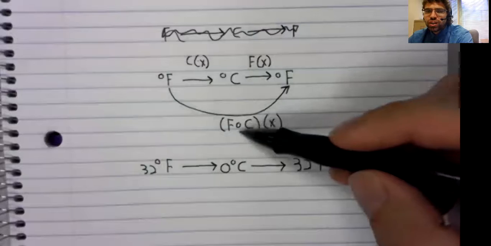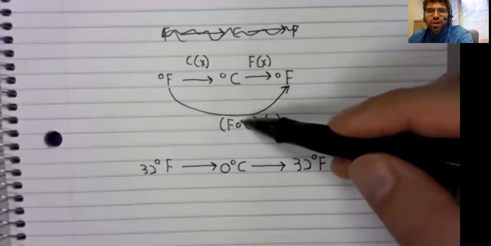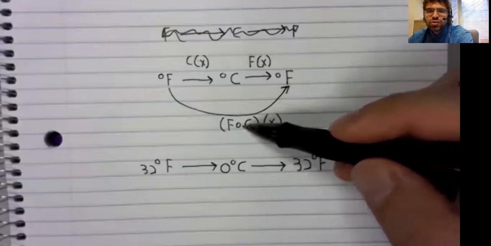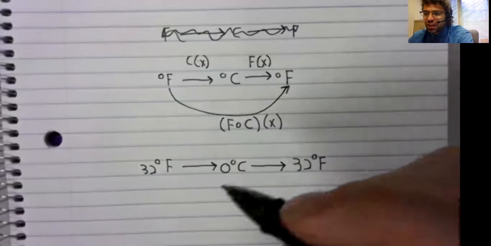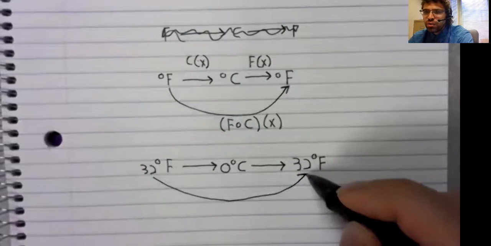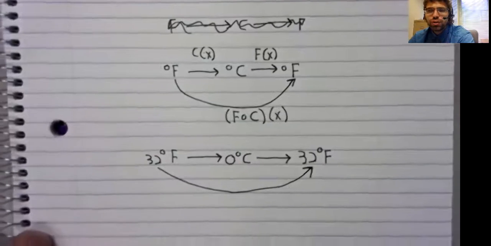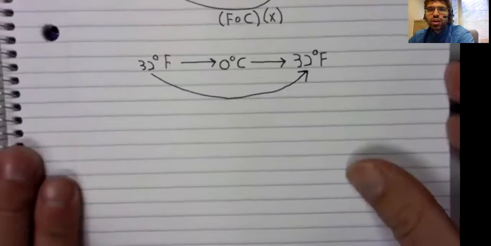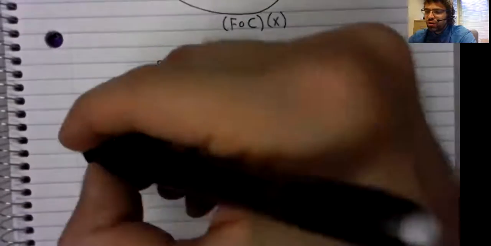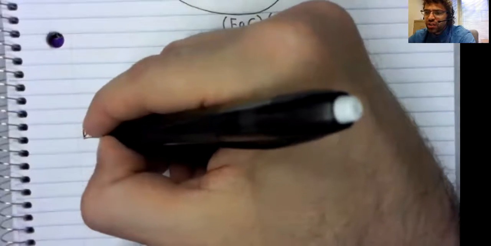So the question of what this composition does is answered by saying it doesn't do anything. We started with 32. We wound up with 32. This is our motivation for the following definition.